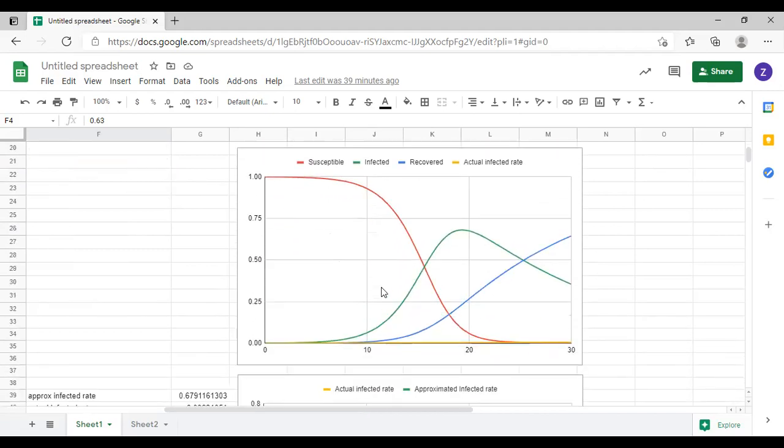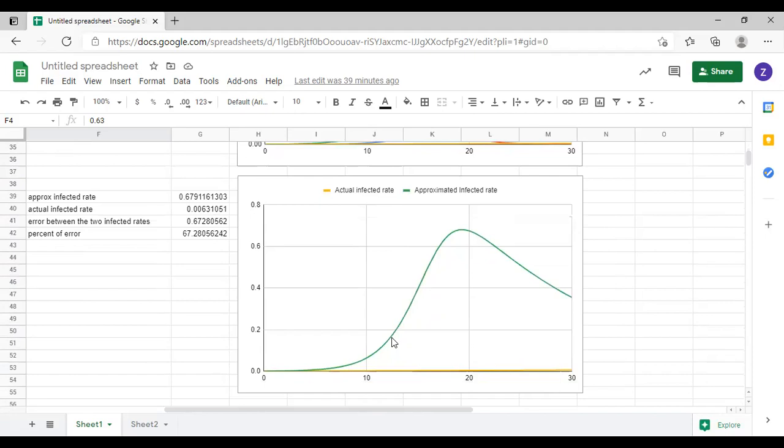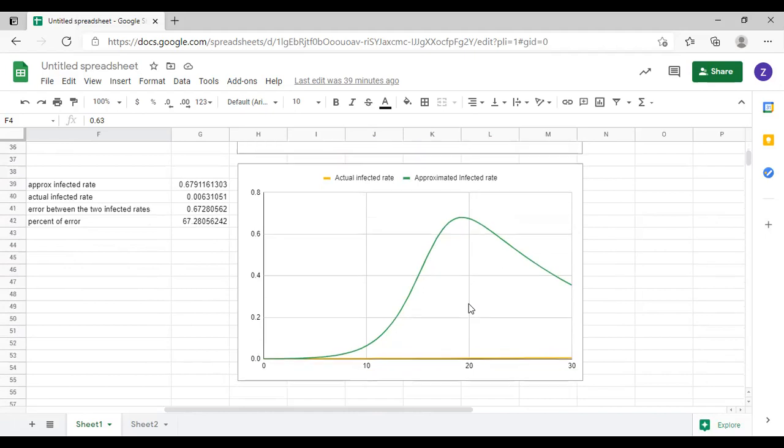Then you have the continuation of it with the actual infected rate. This is what I was looking for the most, which was the approximated infected rate versus the actual infected rate. Since it's 0.63, the percent of error was 67%, which is really large, and something that's not realistic at all, and something that you wouldn't want because this is not accurate data.